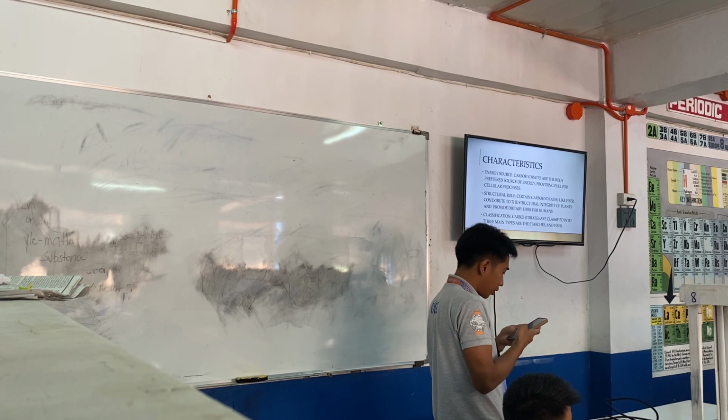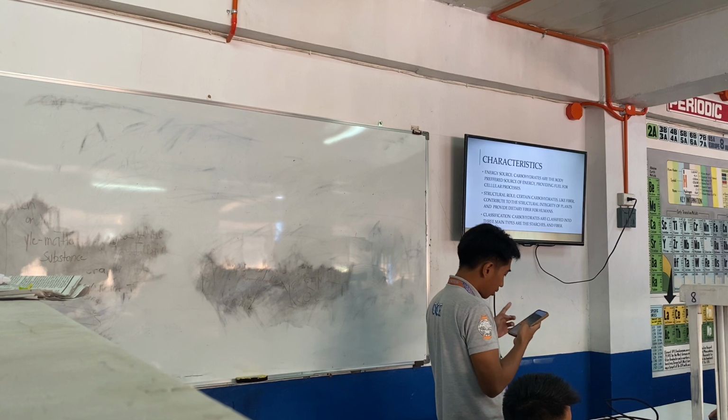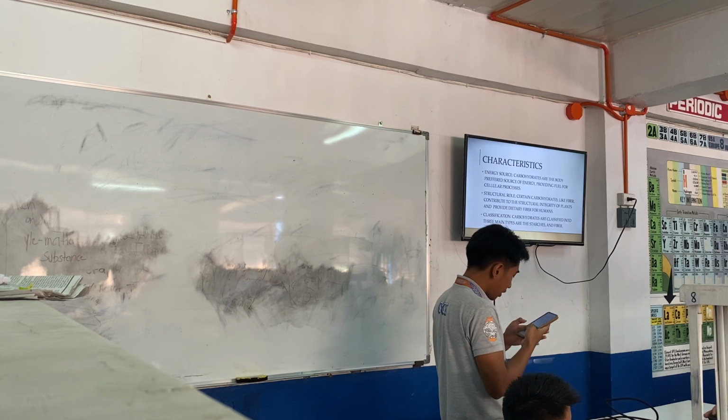Primary source of energy. I mentioned that earlier. Types of carbohydrates. Carbohydrates can be classified into three main types. They are there as well.